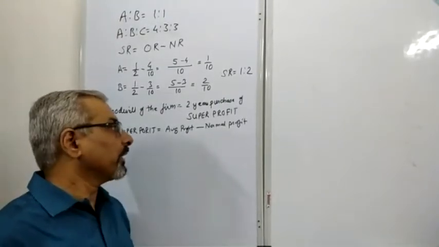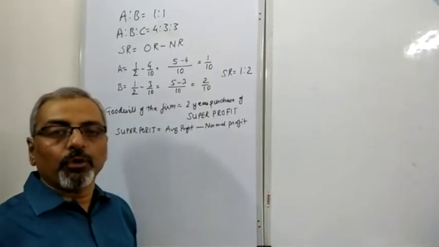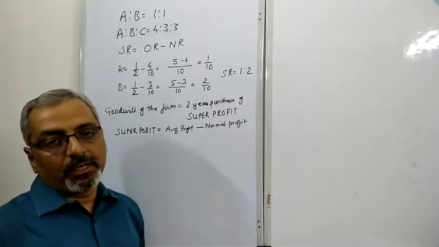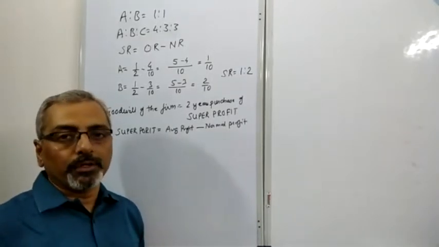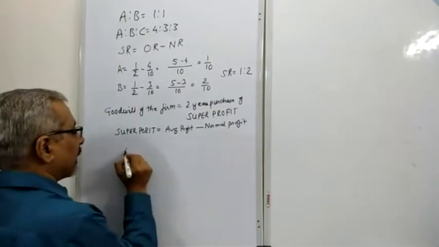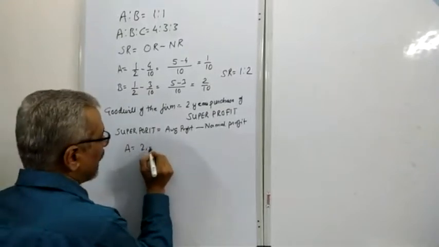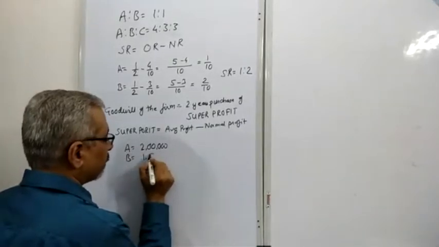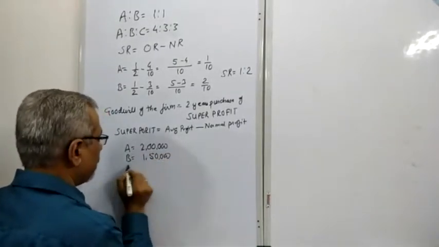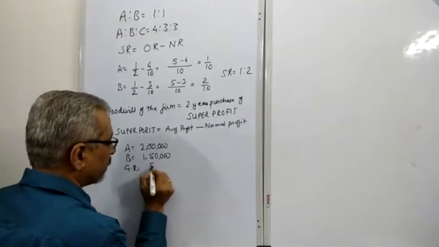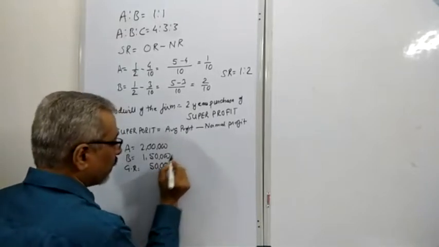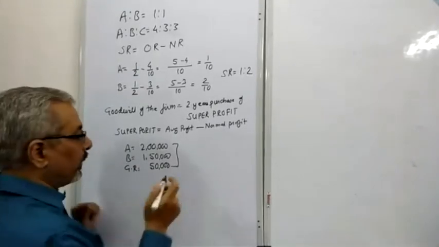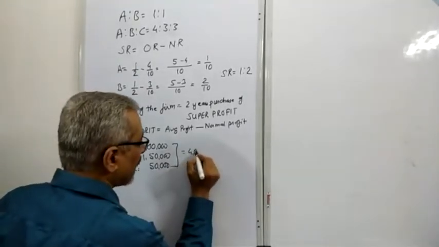Now, whenever you are calculating the normal profit, the formula which will be used to calculate normal profit is capital employed into normal rate of return. Here, if you see, the capital of A is 2 lakh and capital of B is 1,50,000 and there is a general reserve which is 15,000. All these three will be taken into consideration to calculate the capital employed. So the capital employed is 4 lakh.